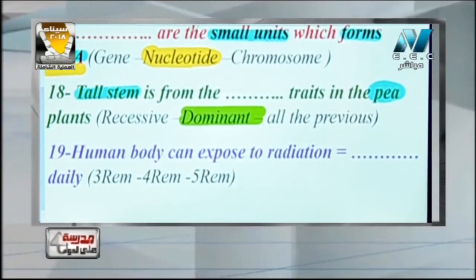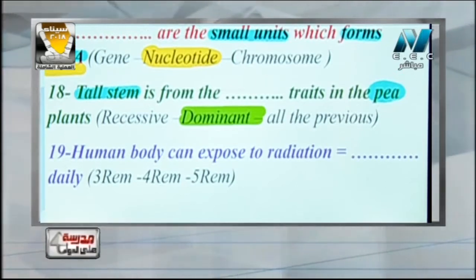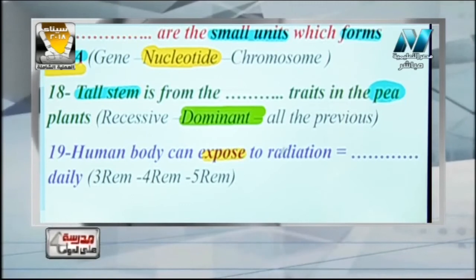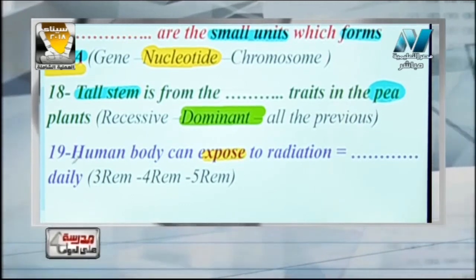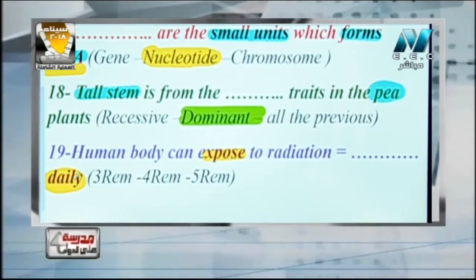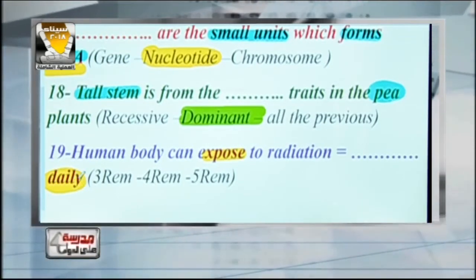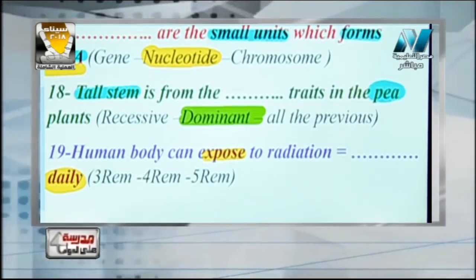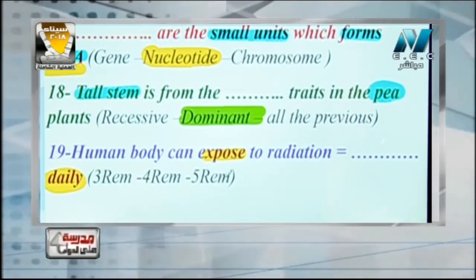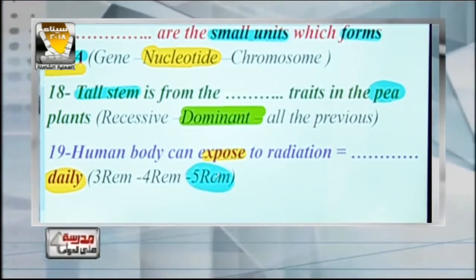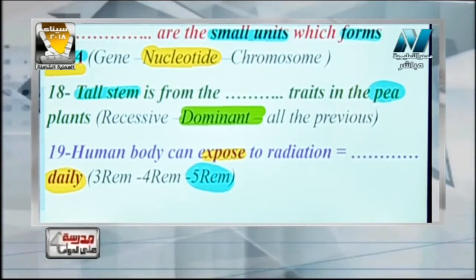Question number 19 says the human body can be exposed to radiation equal what daily. Meaning a human may be exposed to radiation and nothing happens to them. The human body can be exposed to how many daily? Of course we remember it is not 3, not 4, but here we have 5 rem. 5 what? 5 rem.